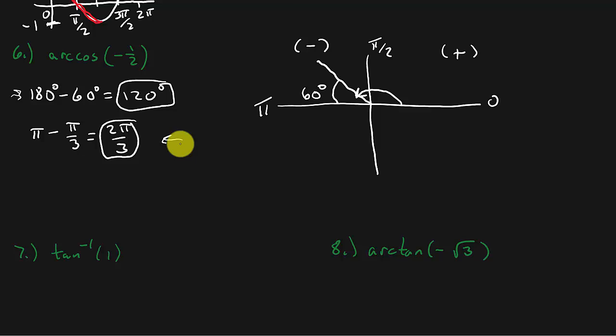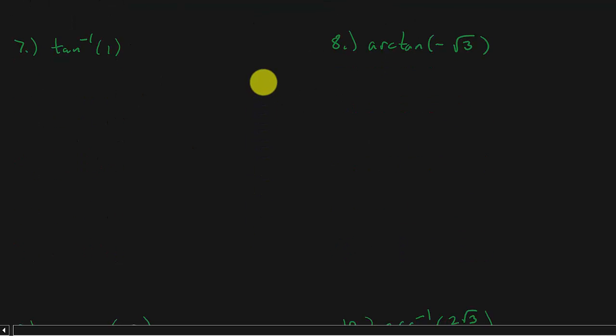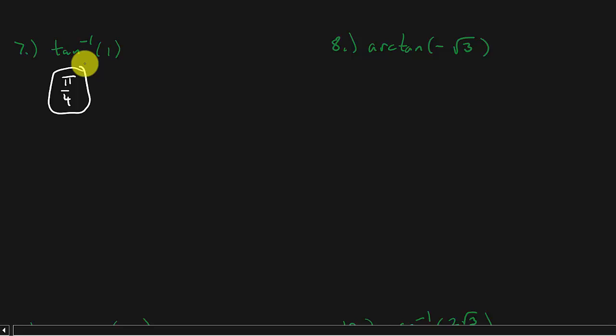Okay? All right. So now let's go to tangent. Now, what's inverse tangent? That's going to be between what? Negative pi over 2 and pi over 2, or negative 90 and 90. All right, so let's look at this. The tangent of what is positive 1? Well, that's 45 degrees, or pi over 4.